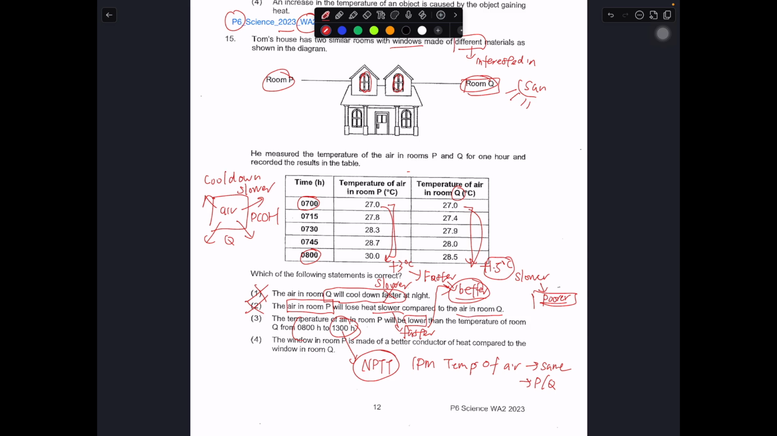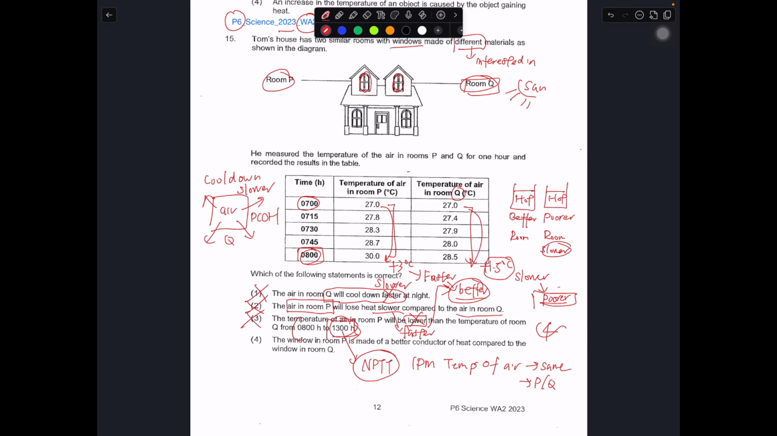It's just like if you have a cup of hot water, and you put it in a better conductor versus a poorer conductor. The better conductor will reach the room temperature first, but the poorer conductor will also reach the room temperature, just at a slower time. Eventually, if you give it enough time, it will lose heat to the surrounding until it becomes the same temperature as the surrounding. So therefore, the temperature of air in room P will be the same at 1 p.m. as well. We don't have that information to tell, because the information only gives us until 8 p.m. So this one is also not possible to tell.